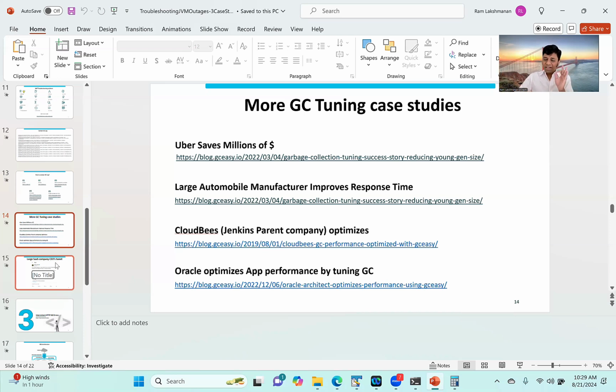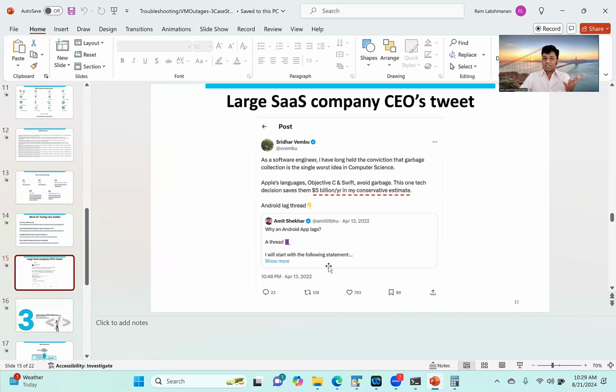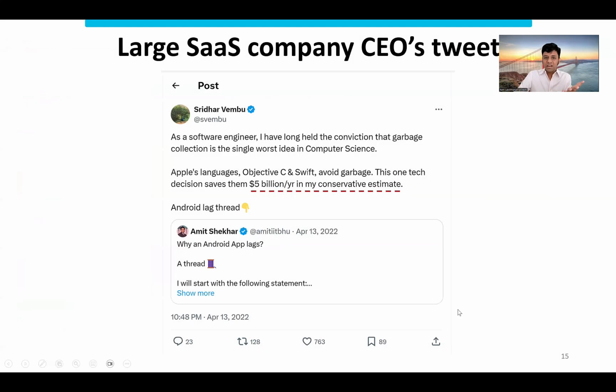But there are some tech-savvy people. Here is a tweet made by the CEO of a very large SaaS company, Zoho. He's a technical CEO. This was his tweet, I'm quoting. Look at this: some languages which don't do this automatic garbage collection are able to save something like $5 billion per year, in this conservative estimate. But it's a lot more, right? So when you tune, you can reduce your cloud computing cost, and your response time is also going to get a lot better. Okay.